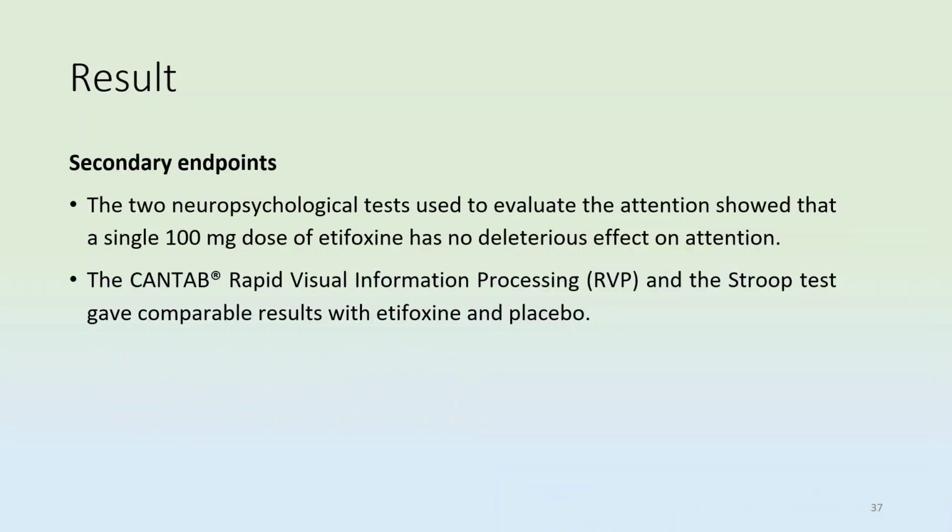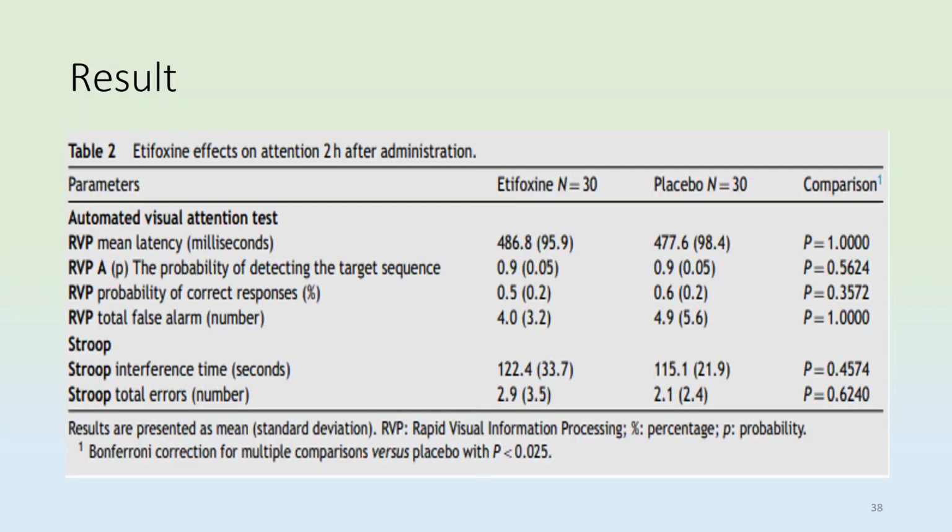Secondary endpoints: the two neuropsychological tests used to evaluate attention showed that a single 100 mg dose of etifoxine had no deleterious effect on attention. The Cantab rapid visual information processing and the Stroop test gave comparable results with etifoxine and placebo. This is basically the graph explaining the previous conclusions.